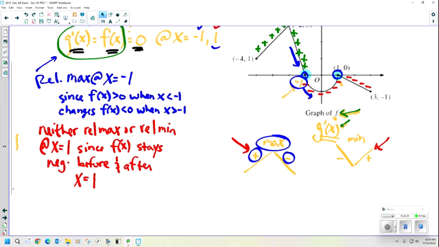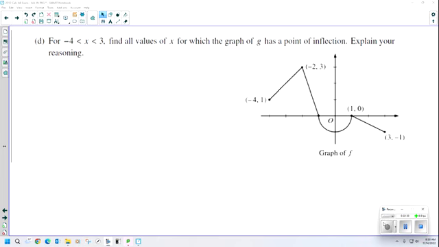All right, so that's 3C. We have one more part of 3. Let's do it. This time I brought the graph first, and I pasted it right there. D says, for an interval of x from negative 4 to 3, find all values of x for which the graph of G has a point of inflection. Explain your reasoning. This time we absolutely have to use words, which is cool. So let's just get done with this.